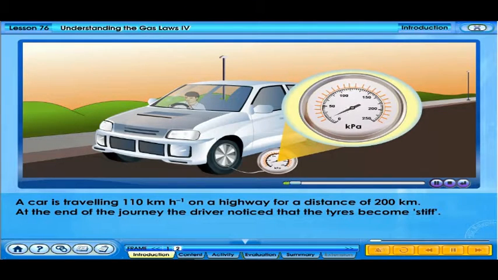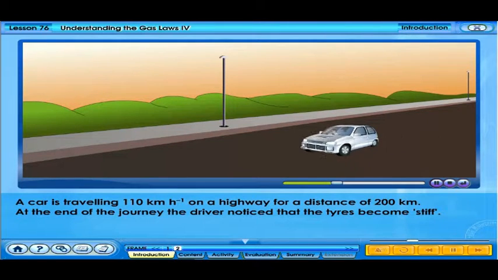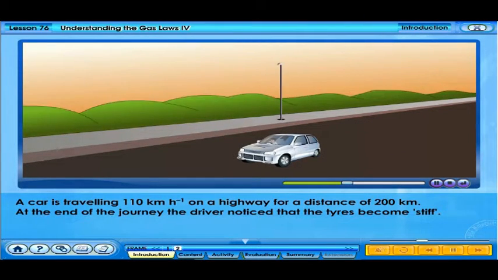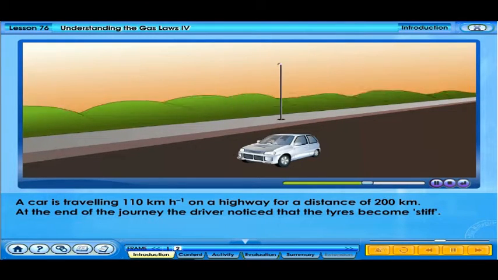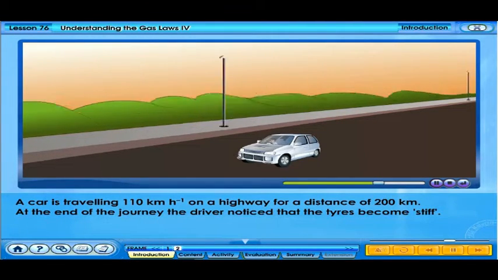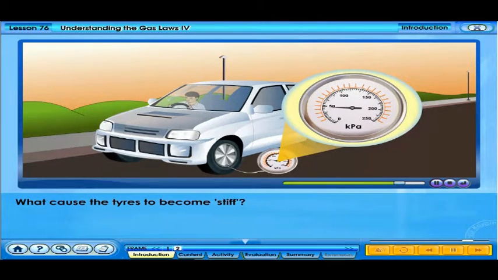A car is traveling 110 kilometers per hour on a highway for a distance of 200 kilometers. At the end of the journey, the driver noticed that the tires become stiff. What caused the tires to become stiff?